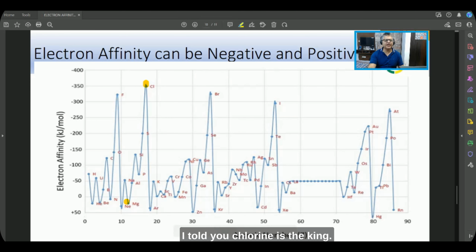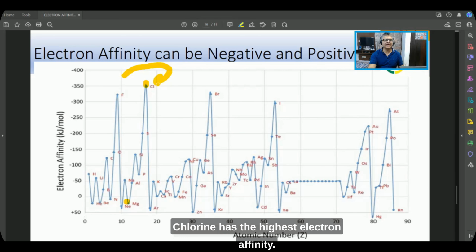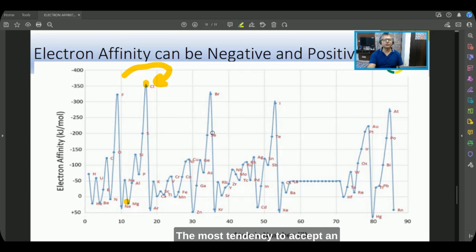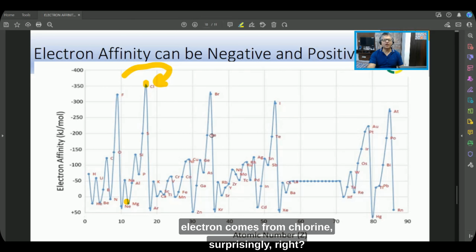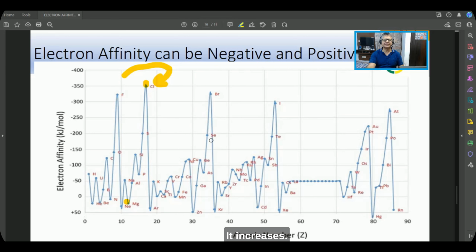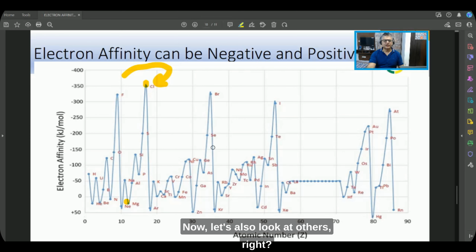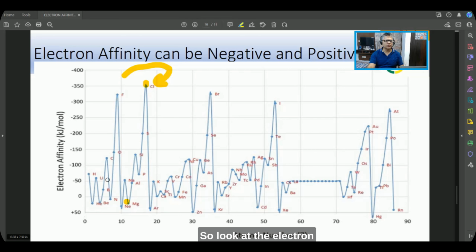I told you chlorine is the king. Chlorine has the highest electron affinity. The most tendency to accept an electron comes from chlorine, surprisingly. And this is an exception in that group, because in that group, the electron affinity of the halogens would have gone down. Not in the case of chlorine, it increases. Very important. Now let's also look at the others. So look at the electron affinity of the halogen group. All of this is halogen.